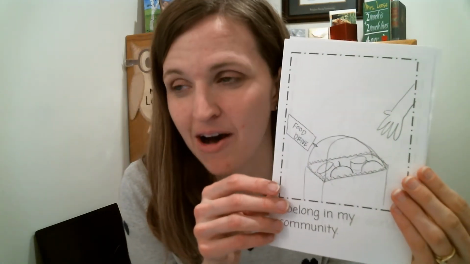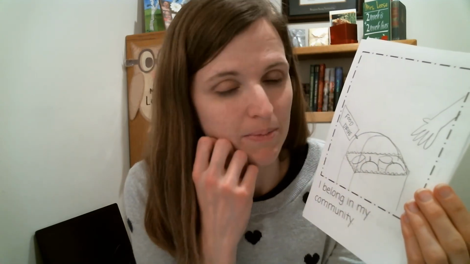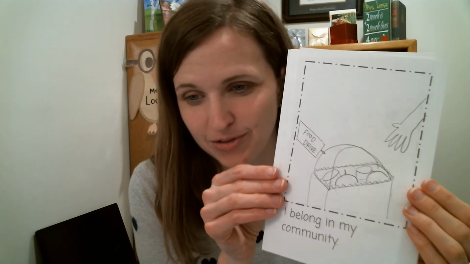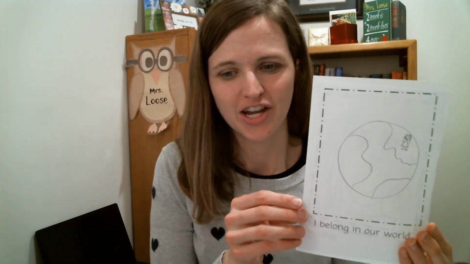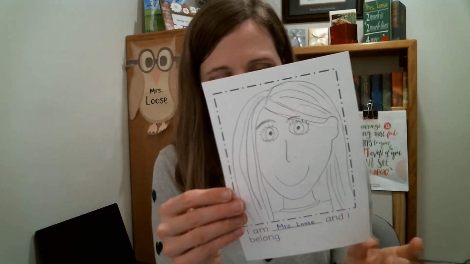I was thinking about my community, and I really like when my community does food drives. And I think that's an important part of what I can do in my community, is help share the things I have. So that's why I drew a picture of a bag of food for a food drive. I drew a picture of me on the planet Earth. You don't have to draw a picture of you on planet Earth. You could draw anything you want for that page. But you belong in our world. And then the last one is another picture of me, and you can draw yourself too.